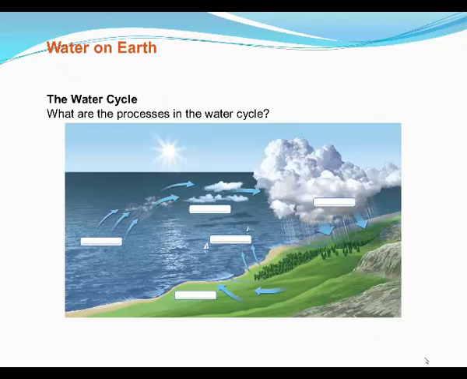So using your knowledge of the water cycle, fill out this chart inside of your notes. Your chart should include evaporation, condensation, precipitation, runoff, and transpiration.